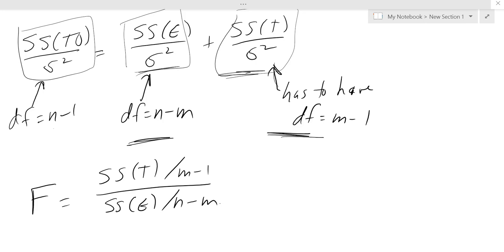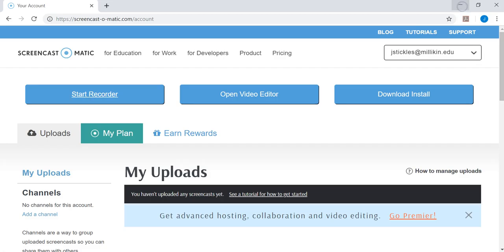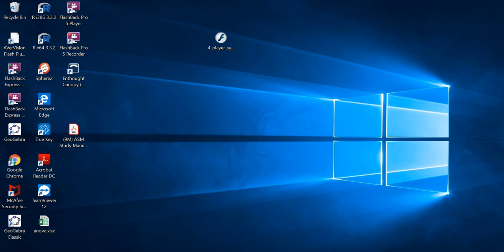The nice thing is that if you do this in Excel, R, SPSS, SAS, whatever program you might want to use that does these things for you, it'll tell you the degrees of freedom. So let me show you what I mean. First one I've got queued up here. I can get back to the desktop.